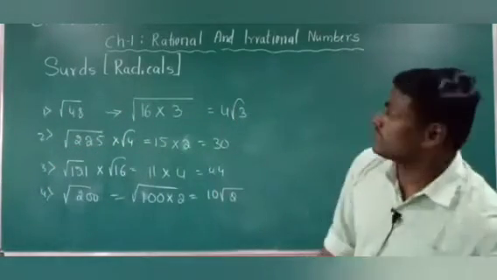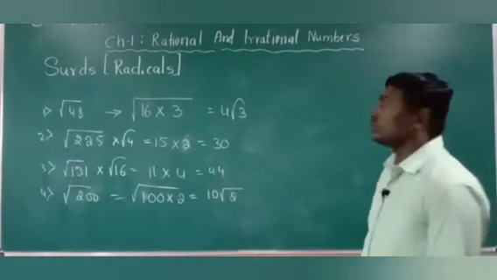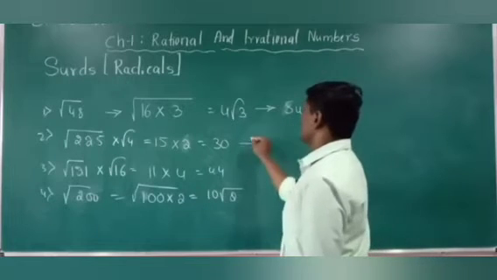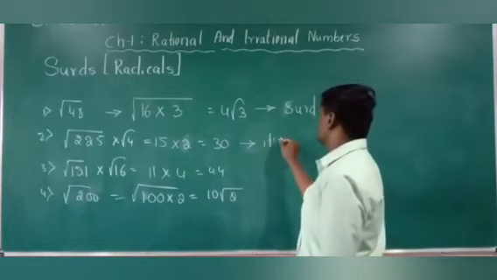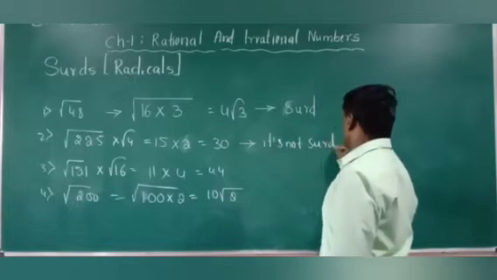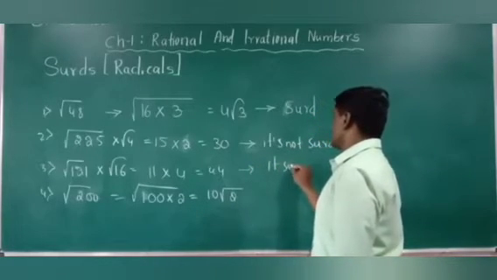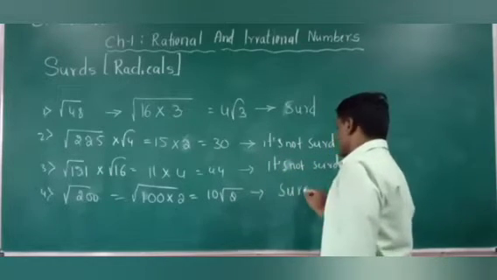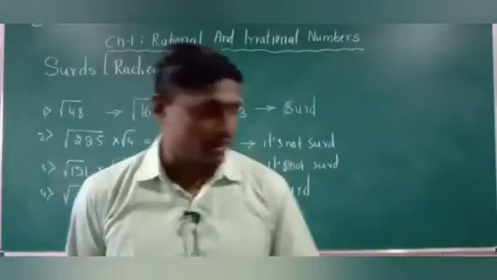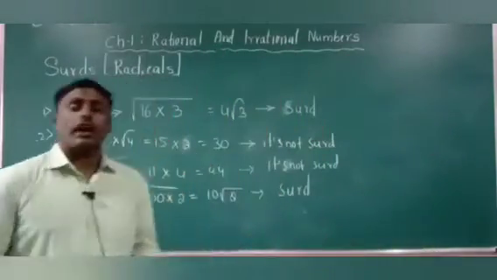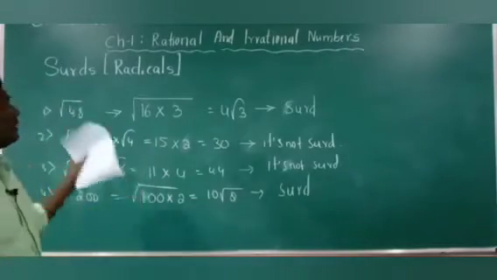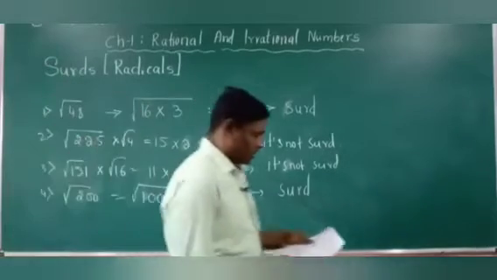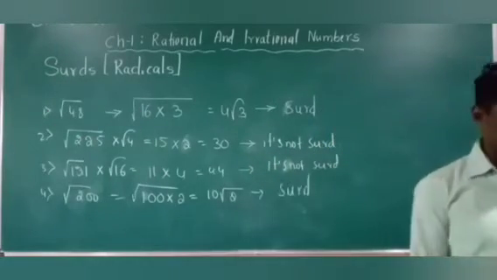So now you can easily classify which ones form surds and which do not. The first one is a surd. Second one, it is not a surd or radical. The third one is also not a surd. And the fourth one is a surd. So these are some examples, with the help of which we identify which of the given irrational numbers will form surds.